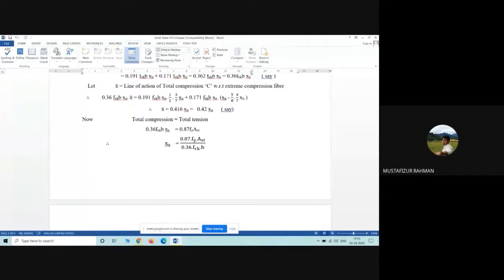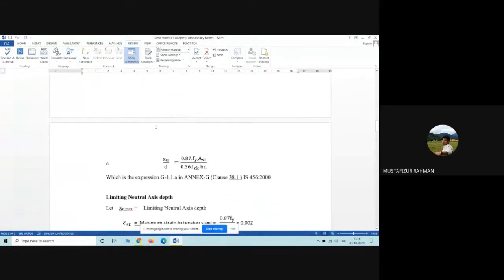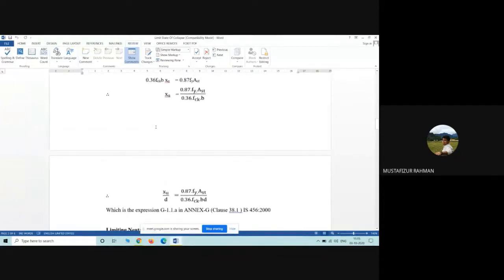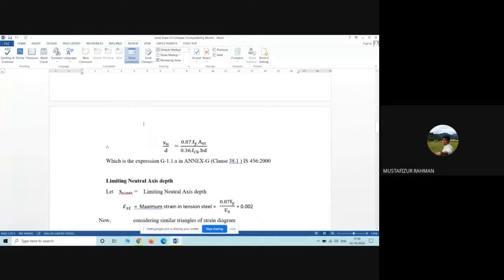Then it is converted to an expression of ratio, XU divided by d. That means we divided both the left and right side of the equation by the effective depth d. The result will remain the same. So we will get XU by d is equal to 0.87 fy Ast by 0.36 fck b d. I am writing this expression. You need not keep it in memory, at least for your academic part, but in real life it will be required. This is available in your IS 456, expression G-1.1 in Annex G, clause 38.1.